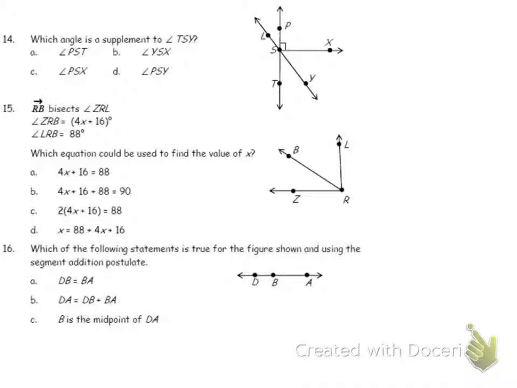Number 14, we need the angle that's supplement to TSY. TSY is this angle here. Now when I see supplement, I'm thinking 180 degrees. And I know also that when they're 180 degrees, they form a straight angle. So I'm thinking of what angle I can combine with that TSY to give me a straight line. One of them would be if I went in this direction, and that would be angle LST. It's a possible supplement, but it's not one of the answers. So it would work, just not one we're given.